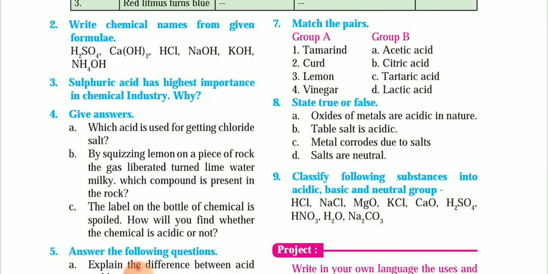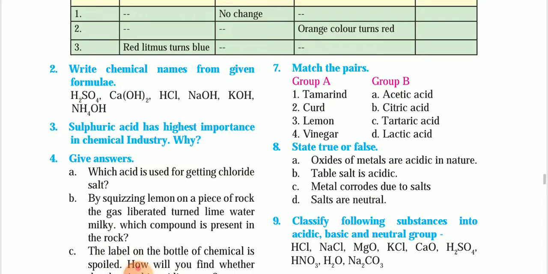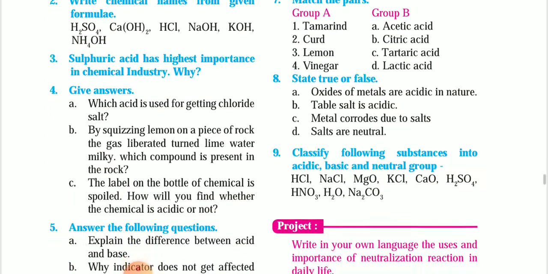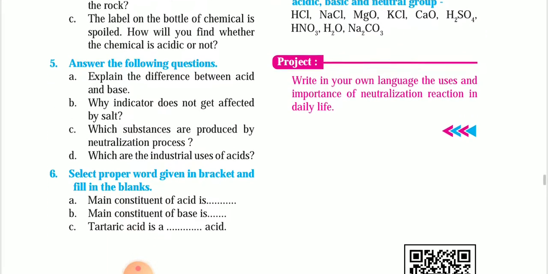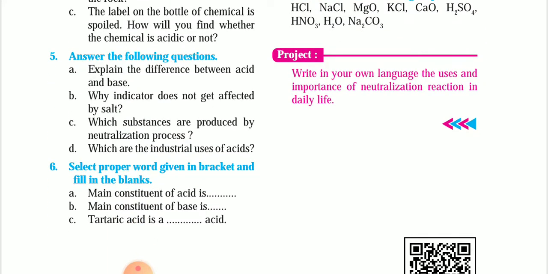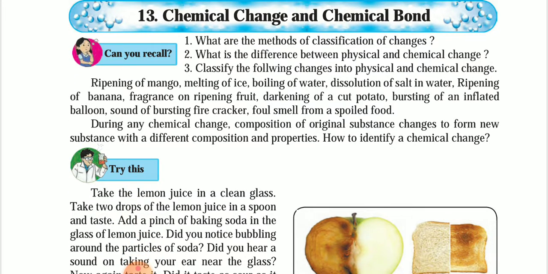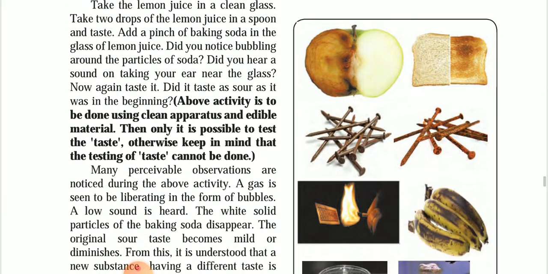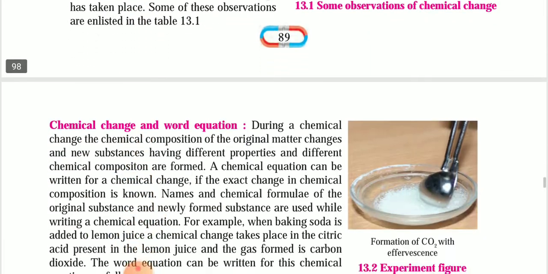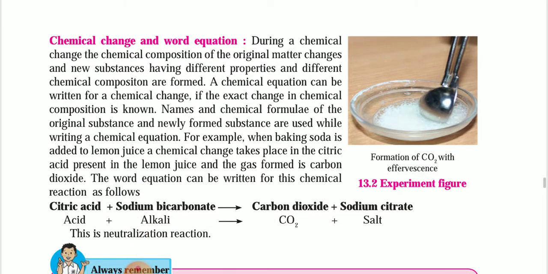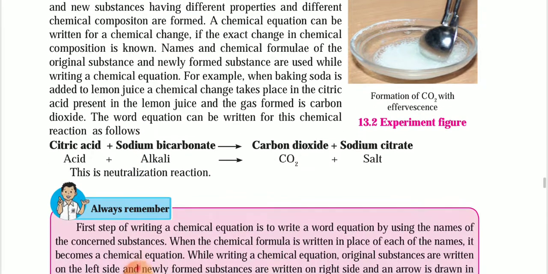From here you study give reason, write chemical names, and answer the following questions. Chemical change and chemical bond: a very easy and interesting lesson it is. So read the lesson, find out some examples from your surroundings. Chemical change and word equation, you are required to study this.